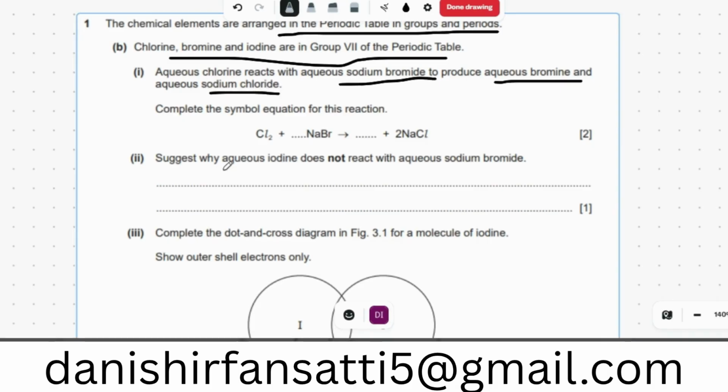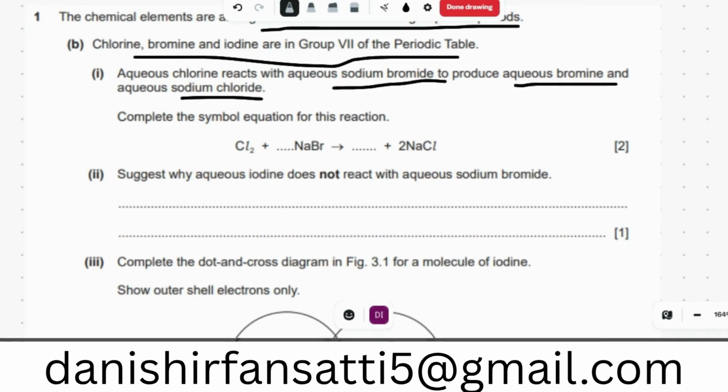Complete the equation. I will just zoom in. So complete this equation. We know one thing, that there is 2 Na, so we have to put 2 over here, 2, and that is Br2. We have 2 bromine, so that is Br2. So we balance this equation as well as complete it.